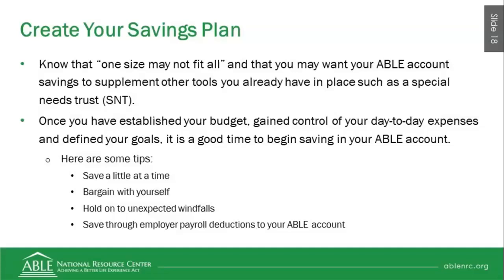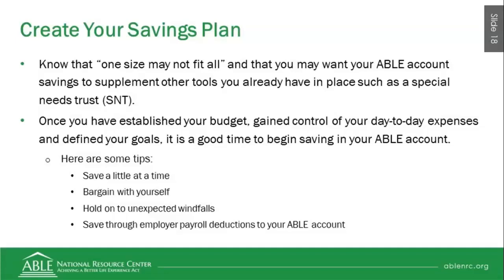You want your ABLE account to supplement other tools you already have in place, and the tools could include things like a special needs trust or a disability annuity or other type of payments or savings or supports that you already have in place. And as we said, ABLE savings can supplement benefits provided through other programs. For example, if you're working with State VR and they helped you to find a job and they are providing you with limited job coaching, but you're not on a Medicaid waiver, you can use ABLE savings to fund additional job coaching sessions if needed over and above what VR may fund.